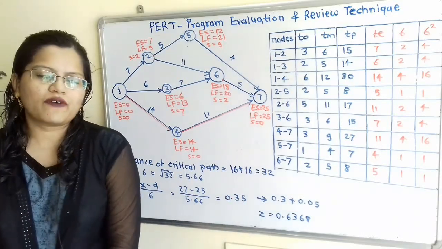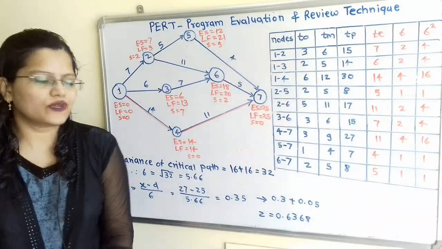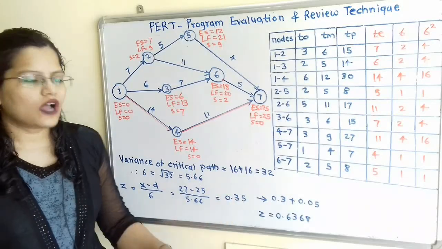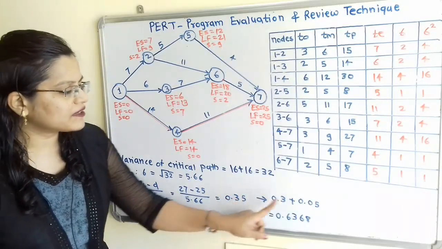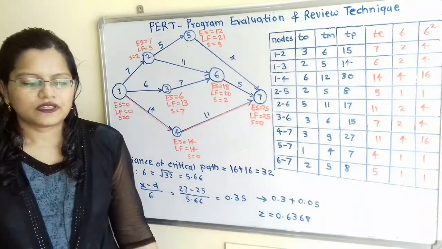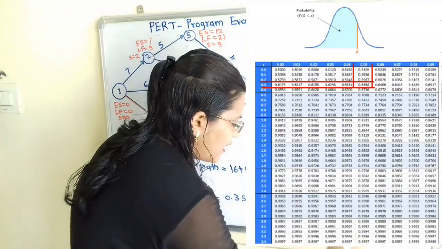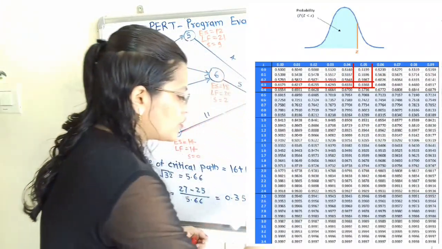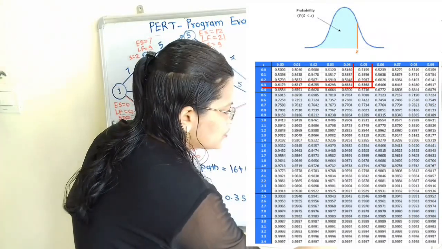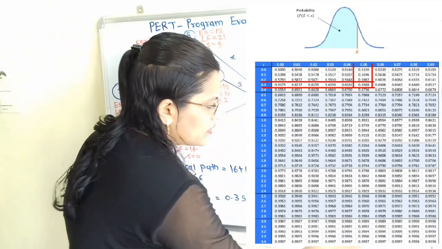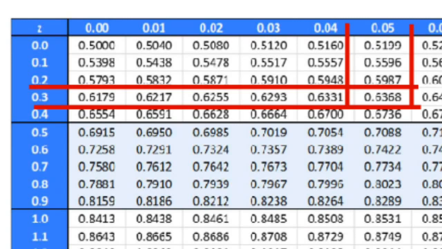To find out the value of Z using the table, we have to split this value. How to split? 0.3 plus 0.05. Now if we observe, this 0.3 is given on these vertical lines, so we have to refer to this 0.3, and 0.05 is given on the horizontal line. If we check the point of intersection, that is the value of Z and that is equal to 0.366368, and this is the answer.